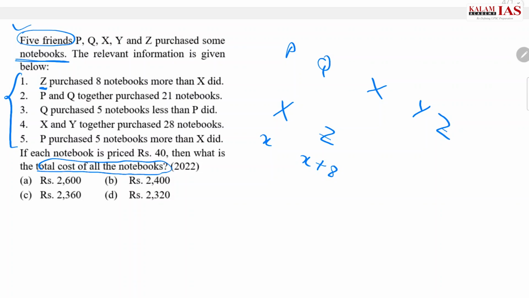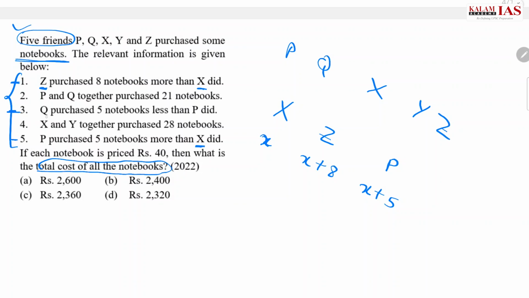Now let's come to the fifth statement, because again it is directly linking with X. P purchased 5 notebooks more than X did. Same thing. Suppose, as we have assumed, X has bought X notebooks, so P has purchased 5 notebooks more. That means P has purchased X plus 5 notebooks. Now coming to the third statement, you can start from 1, 2, 3, 4, 5, but I am trying to simplify the question in order to make you understand, and then we will see what happens if we go in sequence.